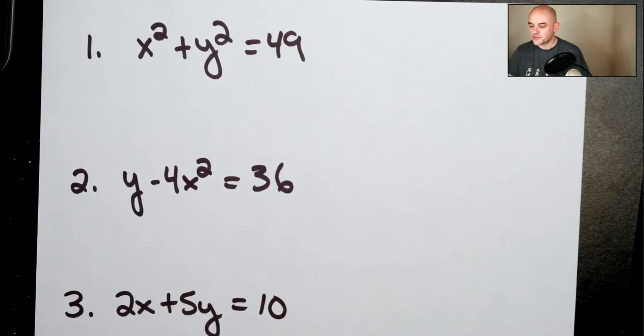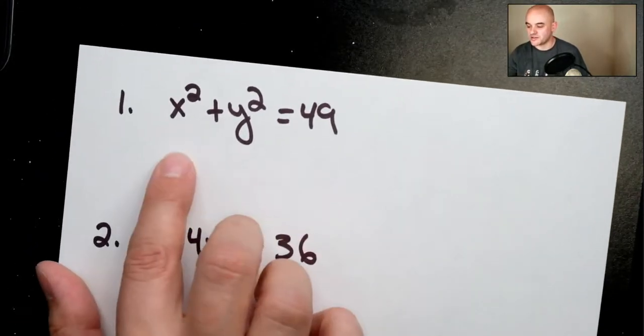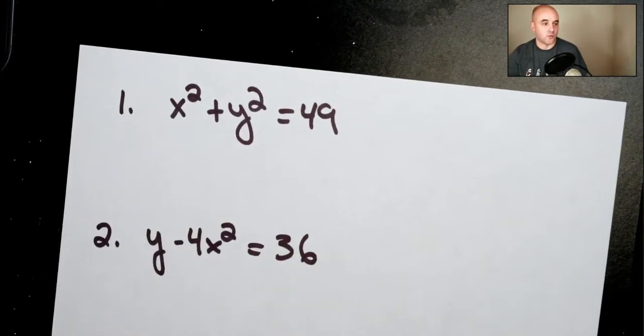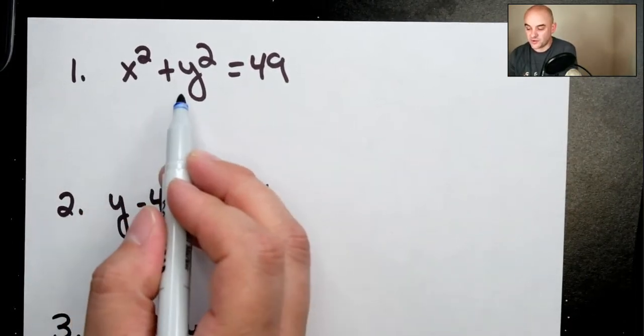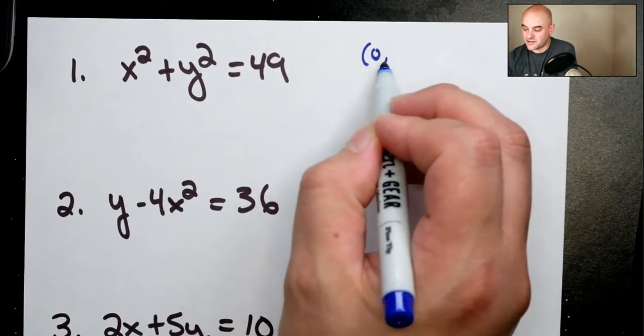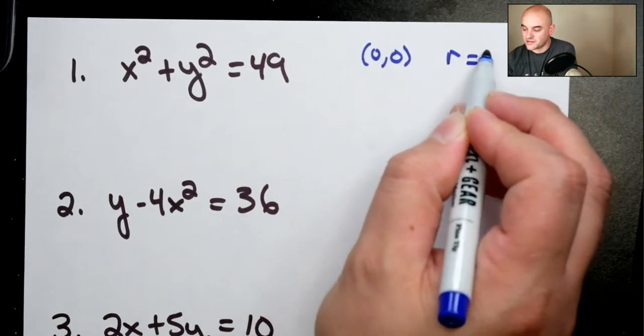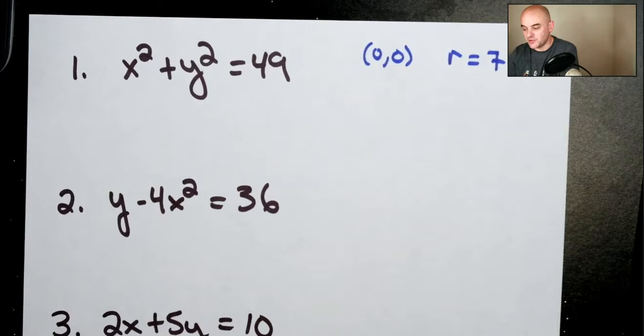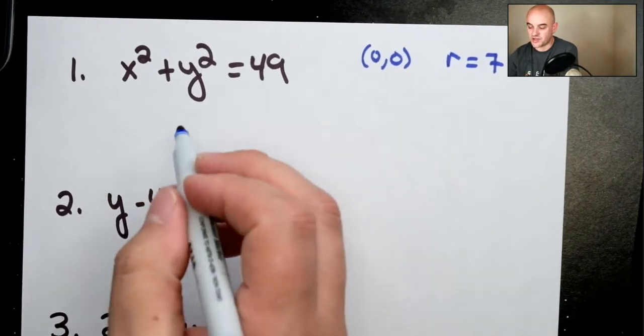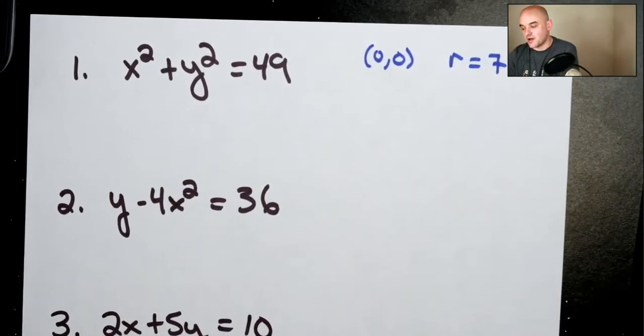So looking at this first question right here, it says x squared plus y squared equals 49. Now you could recognize right off the bat, hey, that's the equation of a circle. It is the equation of a circle centered at 0, 0 and has a radius equal to 7. So maybe you recognize that right off the bat, maybe you don't. But you could put on your quiz, no, this is a circle, and I'd be happy with that.